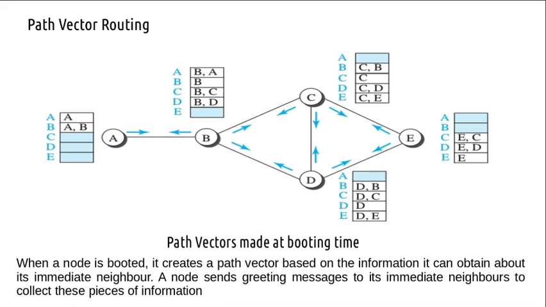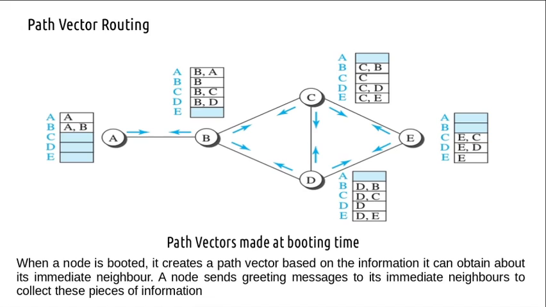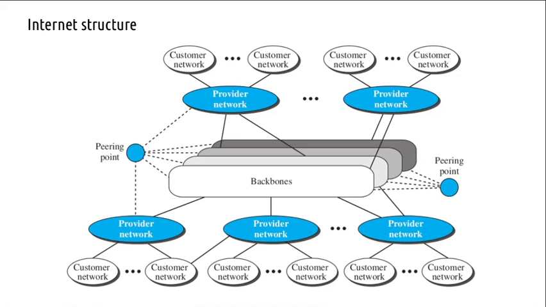So we saw path vector routing yesterday, how it is done, and how the best spanning tree is not the least cost tree, it's based on policies. We'll see this when we discuss the Border Gateway Protocol, which uses path vector routing in a modified form. It's a very complex protocol, this Border Gateway Protocol. So we are discussing routing protocols now, that's our topic.